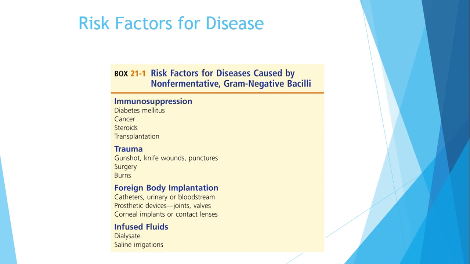So the majority population at risk for infections caused by non-fermenters are people with poor immune systems. So your immunosuppressed people with cancer or diabetes, trauma, someone with a surgery or burns, someone who undergoes some kind of foreign body implementation, or that has infused fluids like dialysis, these people are at risk for these kinds of infections. And we're seeing a lot more of them with a lot more immunosuppressed people in the world, right?